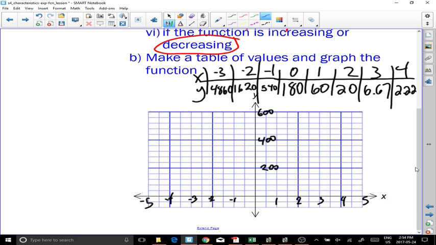So -1 and 540, every block will be 40. So that's going to be 560, 520. So 540 is right here. -1 and 540 is going to live right there. Zero and 180 is going to live right here. 1 and 60 lives here. 2 and 20 lives here.